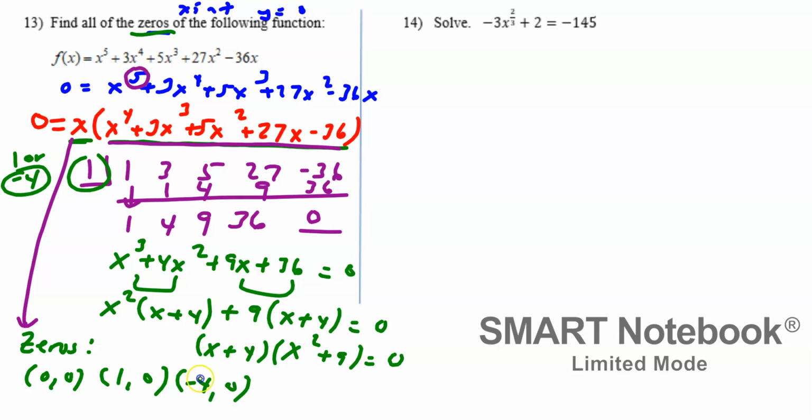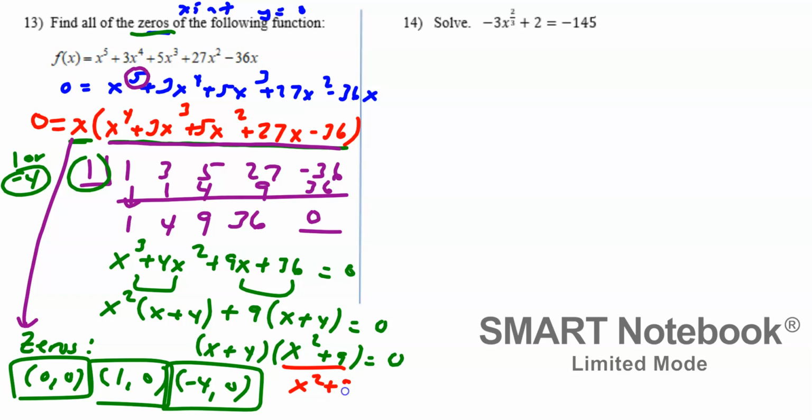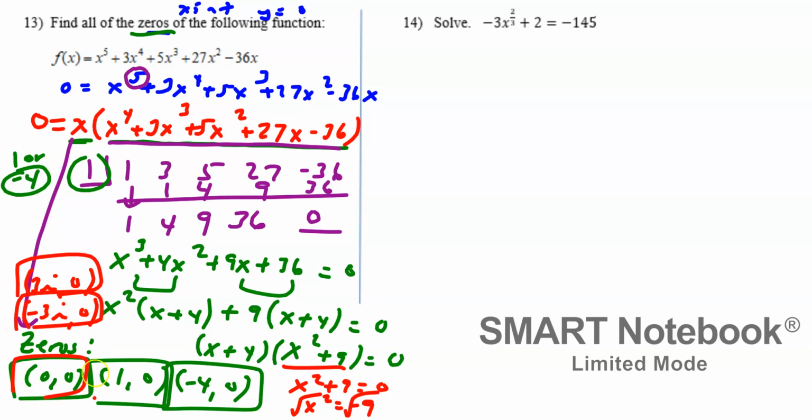So negative 4, 0 is another answer. So 0, 0, 1, 0, negative 4, 0 are all my real solutions. However, now if I set x squared plus 9 equal to 0, that would be x squared equals negative 9. Take the square root of both sides. Those are imaginary answers, guys. So my other 2 zeros would be 3i, comma 0, and negative 3i, comma 0. So 1, 2, 3, 4, 5 solutions, which makes sense because the highest degree is 5.